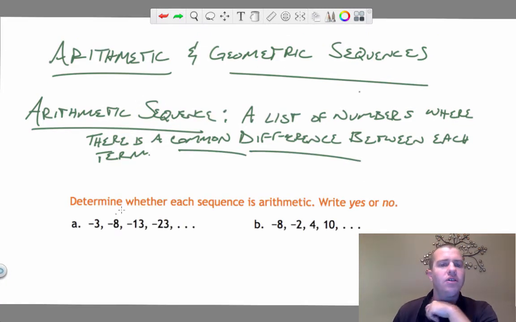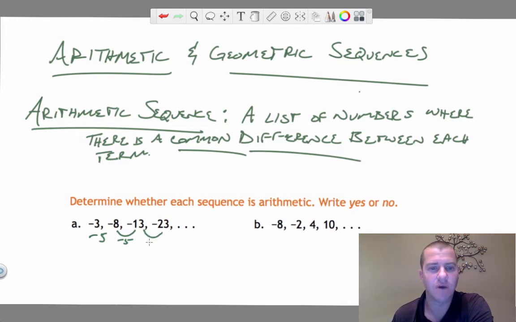Okay, so for these, we're going to determine if the sequence is arithmetic or not. To get from -3 to -8, what I'm adding is -5. Then to get from -8 to -13, I'm adding another -5. But to get from -13 to -23 is a -10. So this is not an arithmetic sequence.